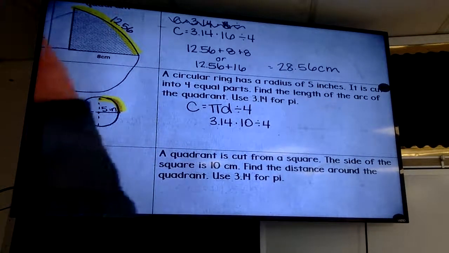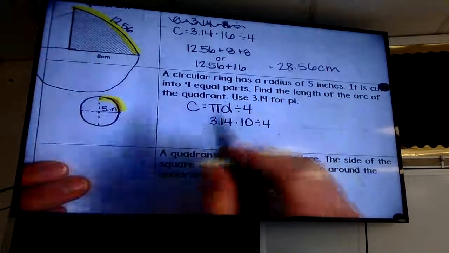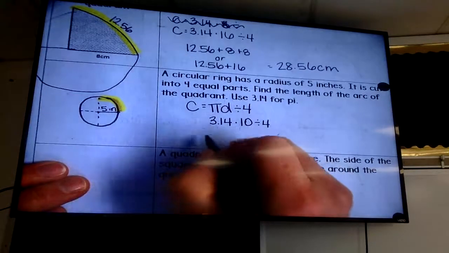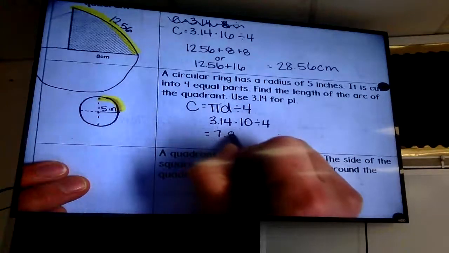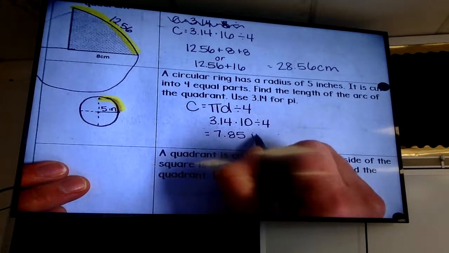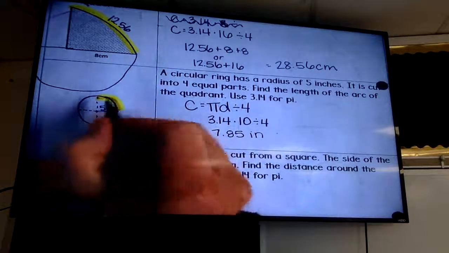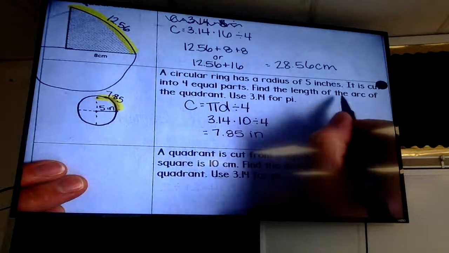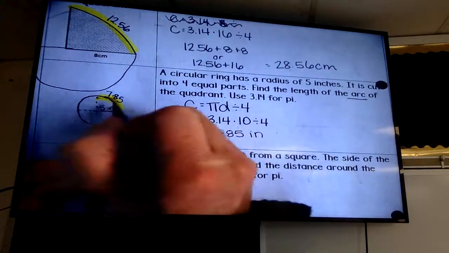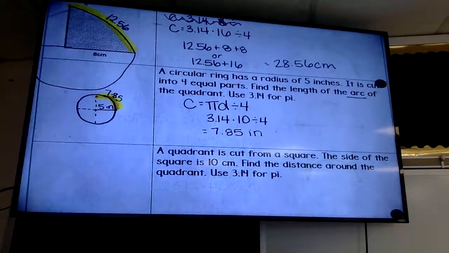So let's try it. 3.14 times 10 divided by 4. I find out the length of the quadrant, which is all I need to do, is 7.85 and my label would be inches. 7.85 inches. That's what this is right here. Okay, again, it just says find the length of the arc, and again, the arc is the curved portion. So I've answered my question.